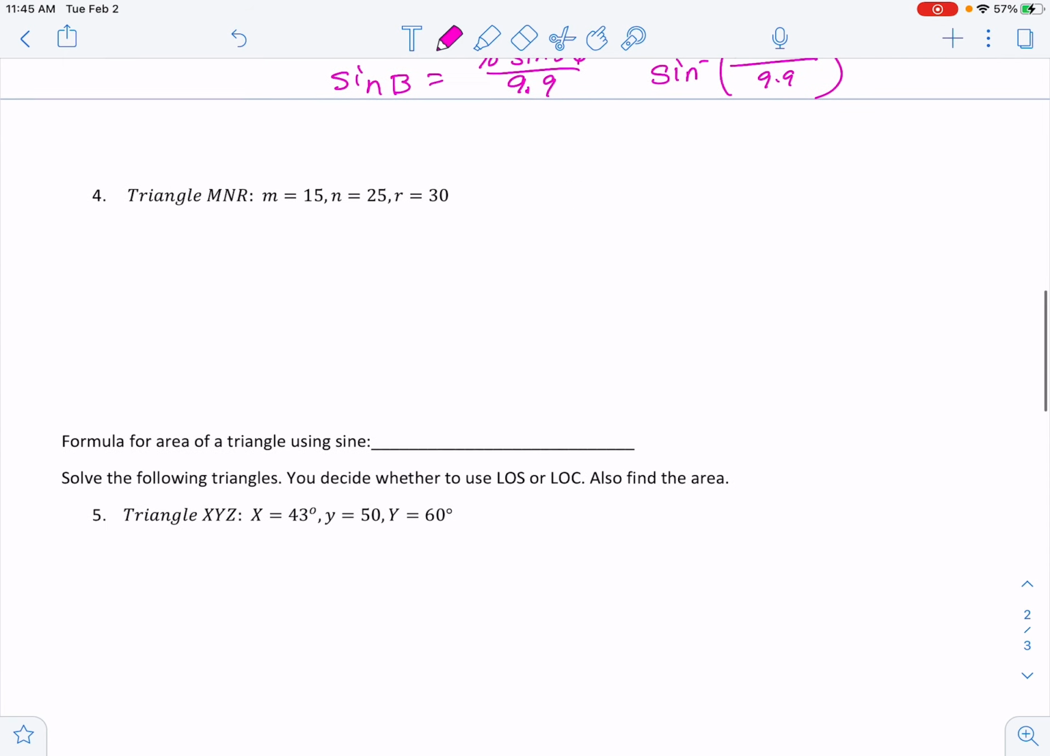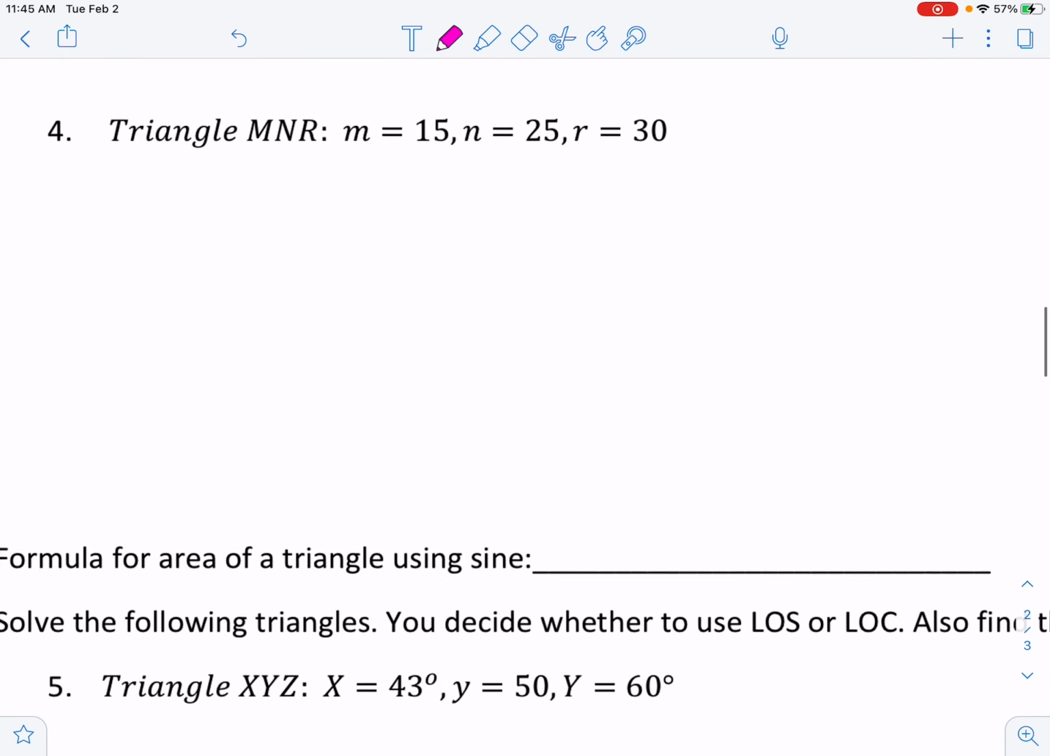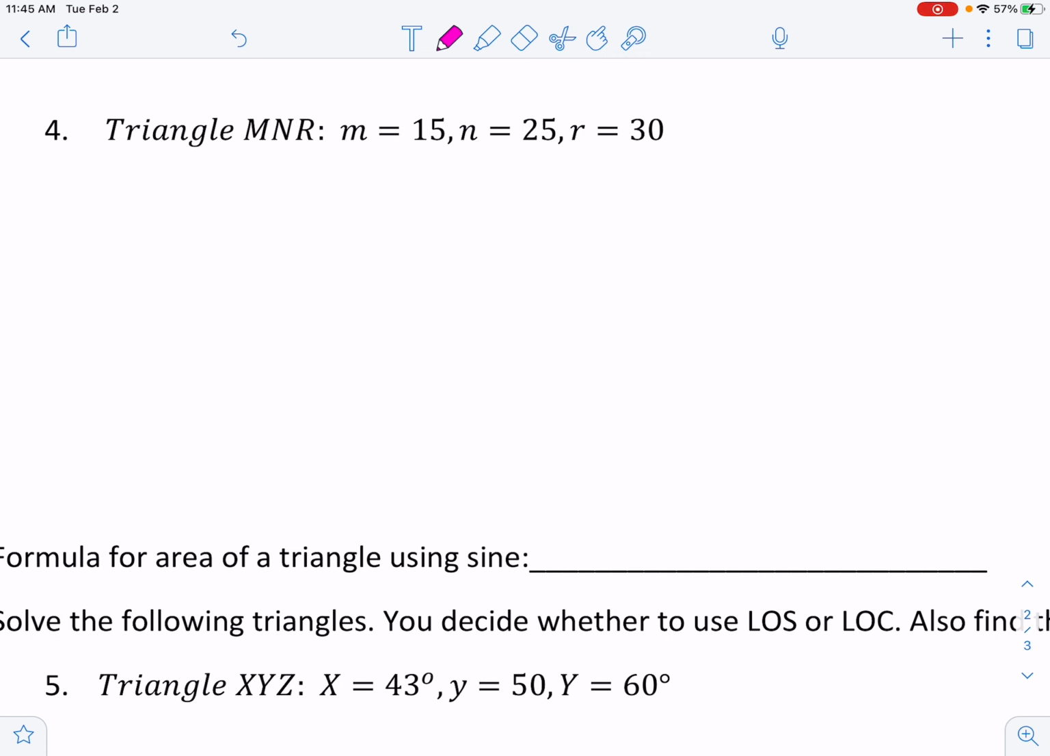Let's do it again. I'll give you a hint. I worked this the first time and I couldn't get an answer. So I found out that I wasn't using the cosine. I was using sine. All right, so what did they tell me? Well, this is 30. This one looks shorter. This is 25. So this is n. Opposite 30 is r. Opposite 15 is m.